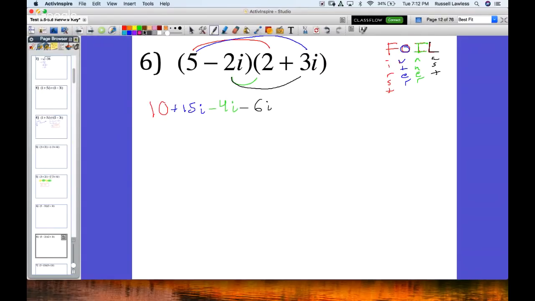From there, we're just going to combine all of our terms together. And so when we combine them, we'll get the reals with the reals.